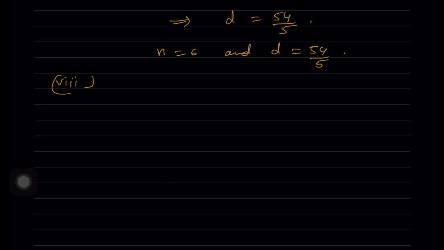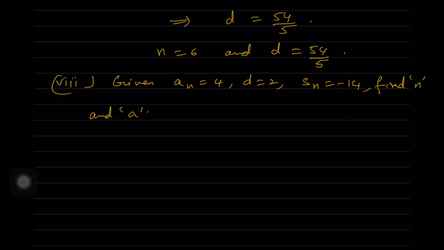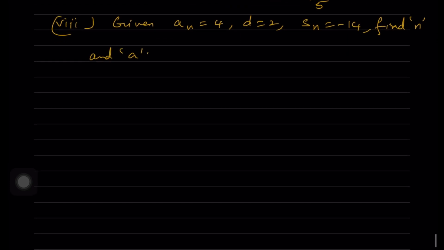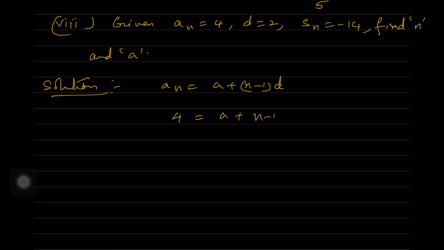Now next, what is the eighth problem here? We'll see. Given an is equal to 4, d is equal to 2, sn is equal to minus 14. We know that an is equal to a plus n minus 1 into d. So we substitute these values whatever given for us to find the unknown. We have an and sn also given. So an is equal to a plus n minus 1 into d. That is 4 is equal to a plus n minus 1 into 2.